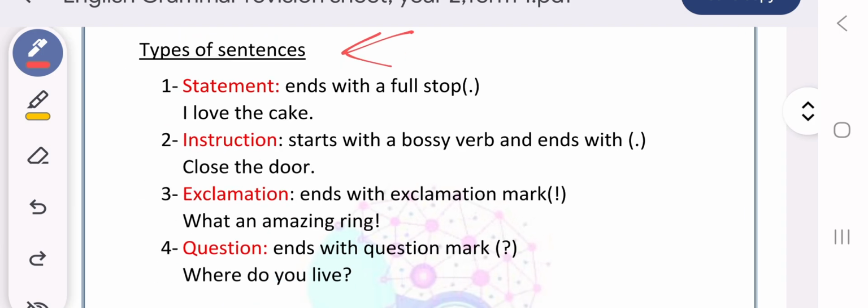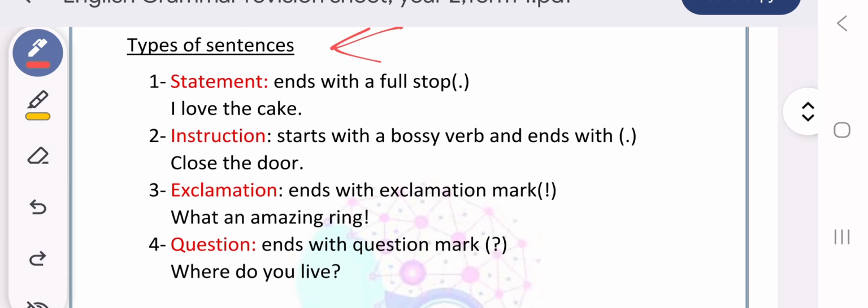So, how many types of sentences? We have 4 basic types. Statement, when I want to tell you information, like I love cake. So this is true, I love cake. So I will put a full stop. I start with the pronoun, the verb, and then what do I love?